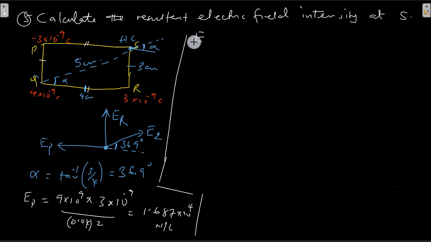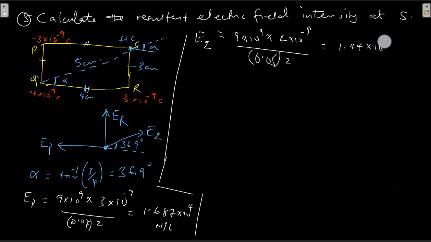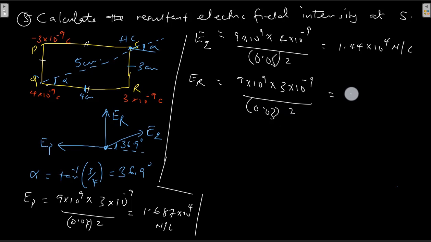Let's do that for the electric field intensity due to Q. That's 9 times 10 to the 9 times the charge at Q, which is 4 times 10 to the negative 9. That's actually 4 nanocoulombs. The distance is 5 centimeters, so 0.05 squared. Put this in the calculator. It's 1.44 times 10 to the 4 newtons per coulomb. Then the electric field intensity due to R is 9 times 10 to the 9 times the charge at R, 3 times 10 to the negative 9, divided by the distance. The distance is 3 centimeters, 0.03 squared. If you do this, you have 3 times 10 to the 4 newtons per coulomb.